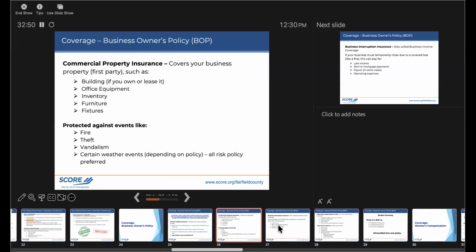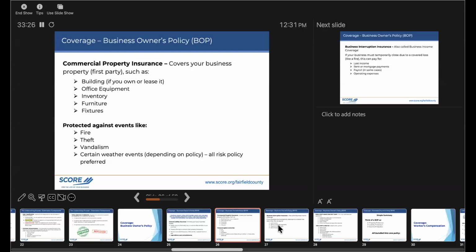Okay. Also in the BOP policy is property insurance. So it covers your business property, which is first party insurance. First party means insurance company and you, versus third party, which means insurance company, you, claimant. So your building, if you own or lease it, office equipment, inventory, furniture, and fixtures. That's part of your property coverage. Okay? And it's protected against events like fire, theft, vandalism, and certain weather events depending on policy.